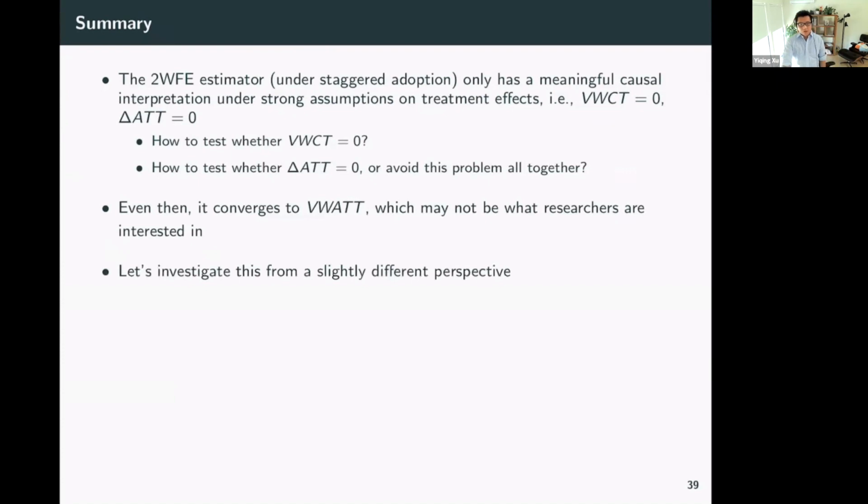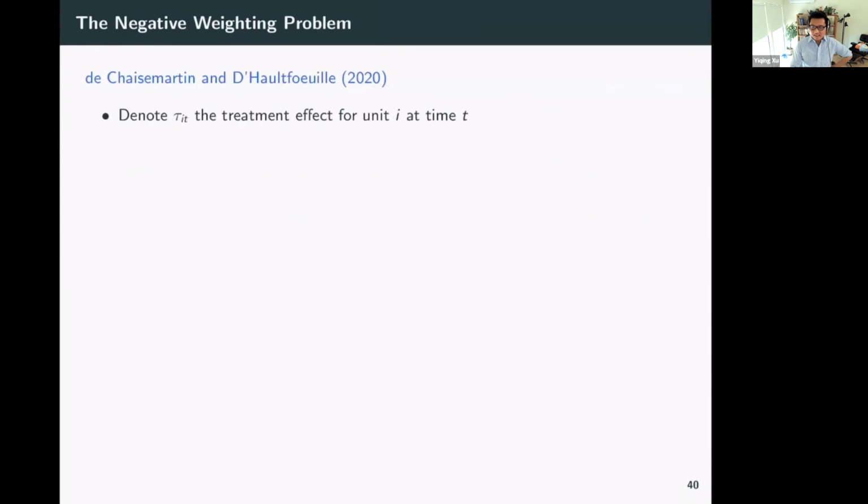And next we will investigate this from a slightly different perspective. As I said, many people write about this, and Goodman-Bacon writes about this from a DID decomposition perspective. The next paper investigates this problem from an individual cell perspective. I showed you the treatment status plots, right? Each block, each cell represents one unit, one observation. So the next paper investigates this weighting problem from a cell perspective instead of a small DID perspective. And this is also a pretty famous paper.